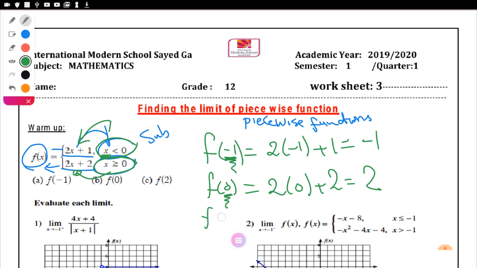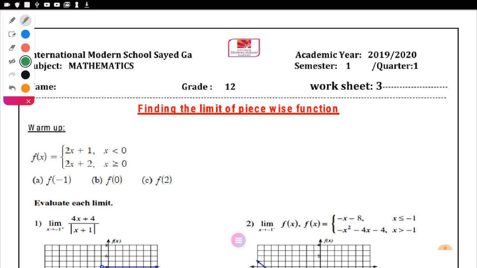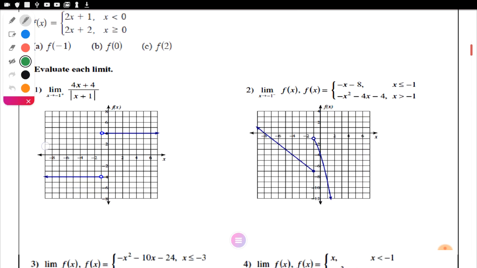Okay, f of 2. Here, value of x here 2 greater than what? 0. So in this case, I replace in the second rule because it is included in the second subdomain, so I have to substitute in the second function. 2 multiply 2 plus 2, it will be 6. Okay, I think it's so trivial, this one, because you learned it before in the previous year.